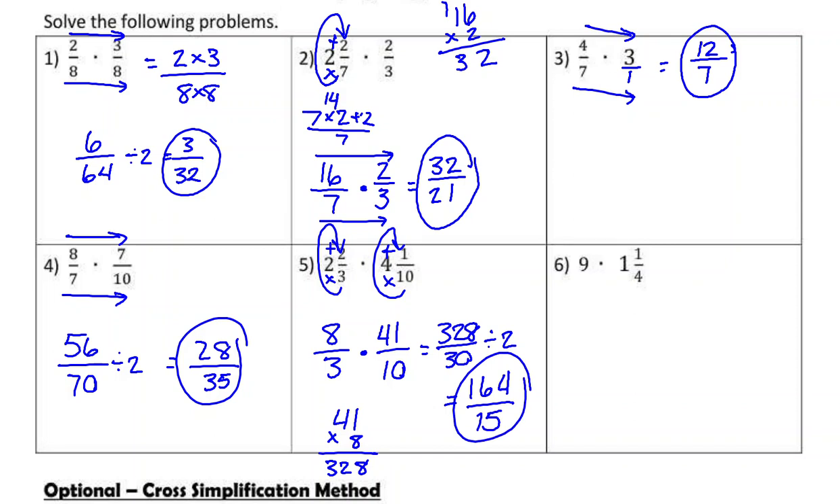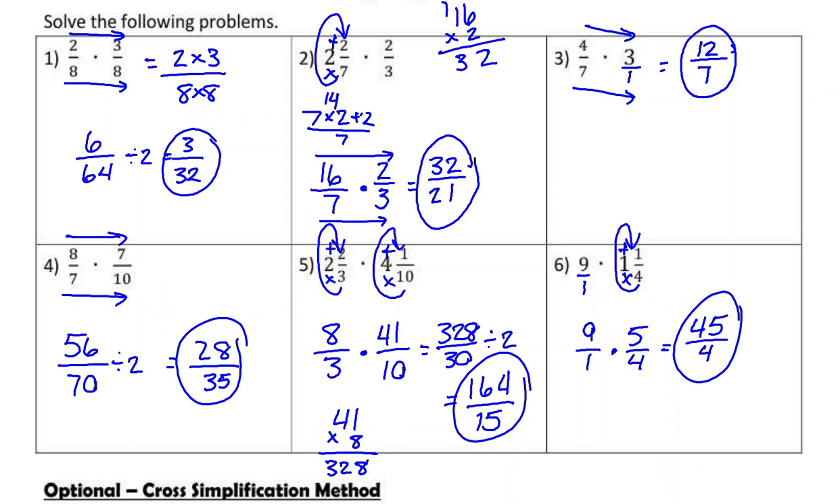Number 6 was probably the trickiest one. You had that lonely 9 that has to go over 1. But then you also have a mixed number. 4 times 1 is 4 plus 1 more is 5. So we have 9 over 1 times 5 over 4. 9 times 5 is 45. 1 times 4 is 4. And that one does not simplify.